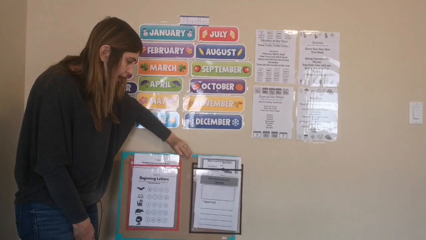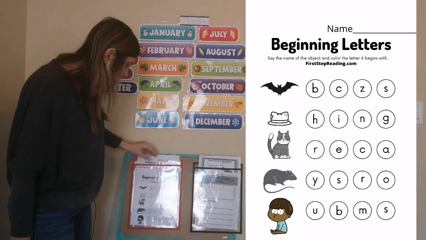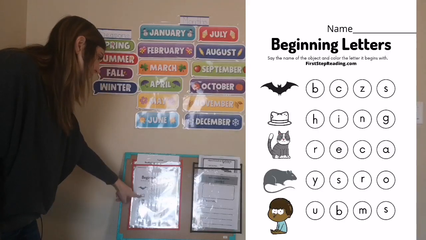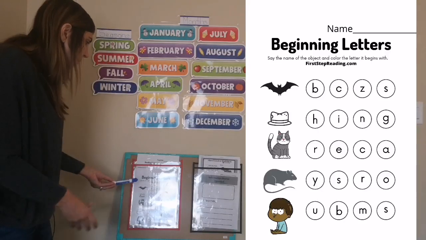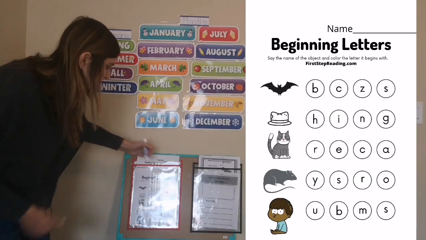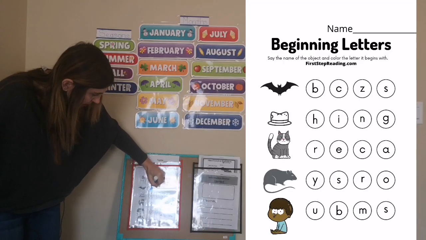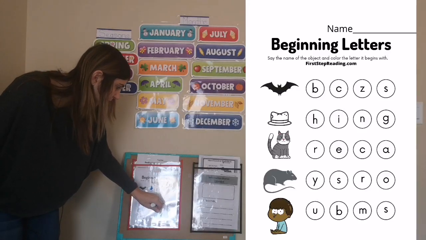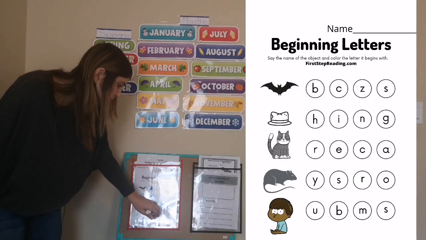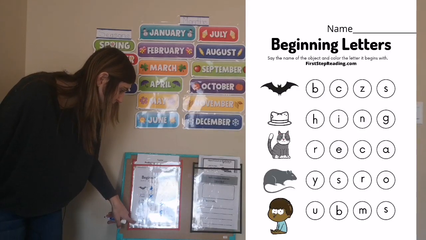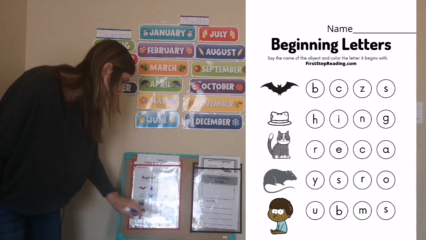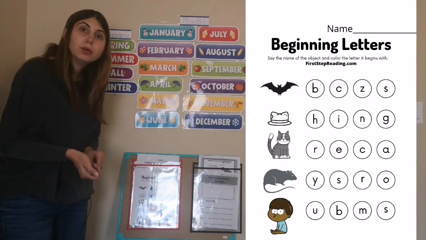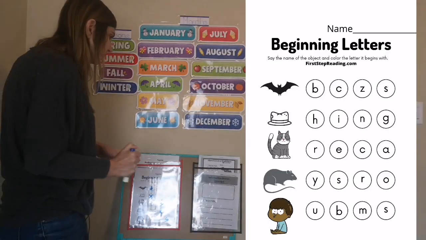So some other things you can do. We have our beginning letters worksheet with the pictures. B, b, bat. So I would color in the B. Hat. K, k, cat. Rat. And sat. So I look at the picture and I try to find what the word would start with, what sound.